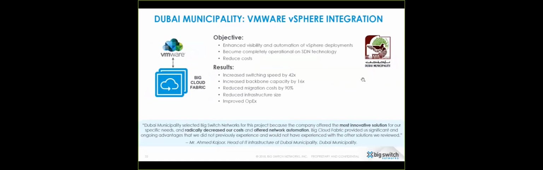So that's what they have done, vSAN and BCF: Dell, Big Switch and vSAN. Dubai Municipality integrated fixed switches with VMware for vSphere integration. We already talked about it, right? Great. Okay, so far so good. You see, we talked about theories, but now I talked about some implementation, especially with VMware. All of you are clear? Okay, somebody is asking a question.